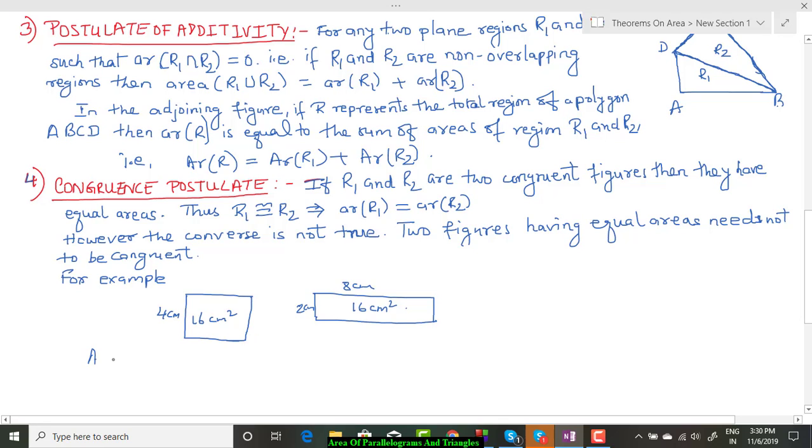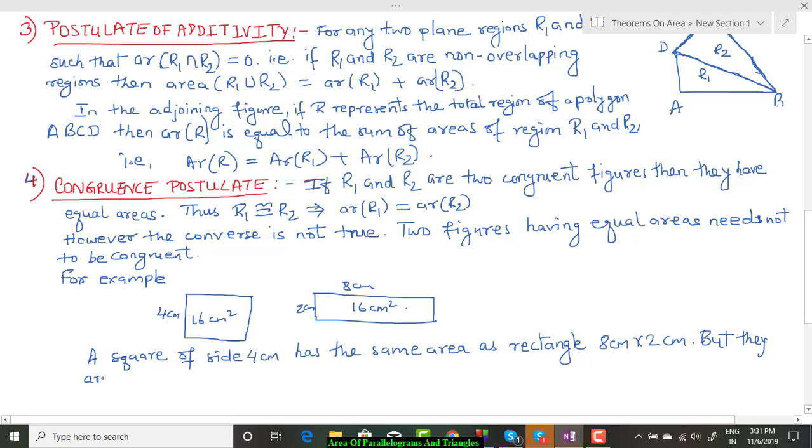So a square of side 4 cm has the same area as a rectangle of 8 cm cross 2 cm, but they are not congruent. I hope congruence postulate is clear.